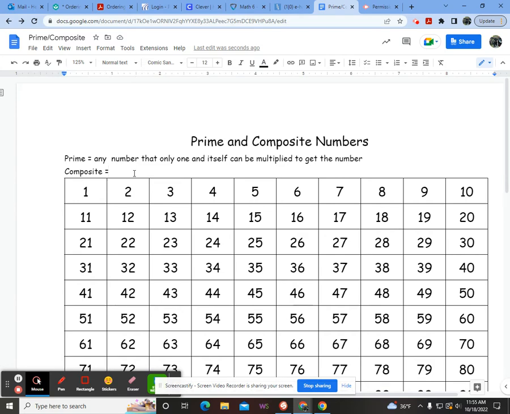Okay, and that'll make more sense once we start filling in this chart. But a prime number is any number where the only thing you can multiply to get that number is one and itself. You can't multiply anything else to get that number in order for it to be prime. So then obviously composite is kind of the opposite of that. A composite is any number that has more than two factors, or more than two things can be multiplied to get that number. This will make a lot of sense in a second.